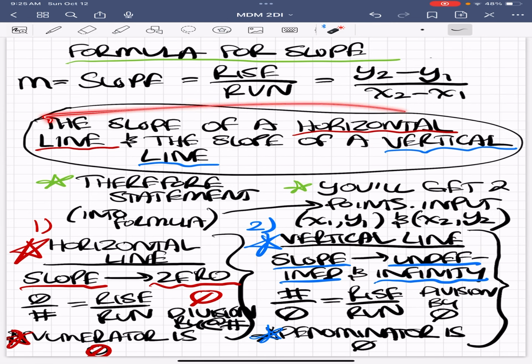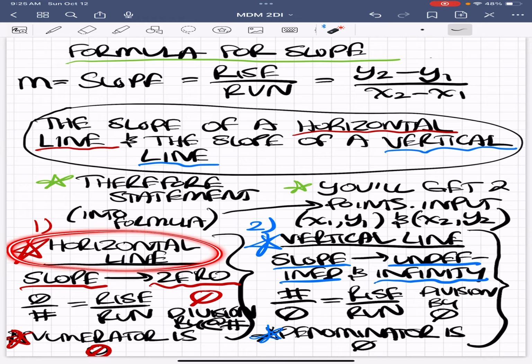Alright, so now we have the slope of a horizontal line and the slope of a vertical line. And again, we have our therefore statements. You'll get 2 coordinate points, and we'll label them x1, y1, and x2, y2. So we're going to input that into the formula. We need therefore statements. And let's go through this one more time.